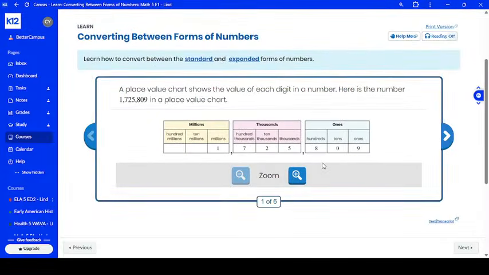A place value chart shows the value of each digit in a number. Here's the number 1,725,809 in a place value chart.